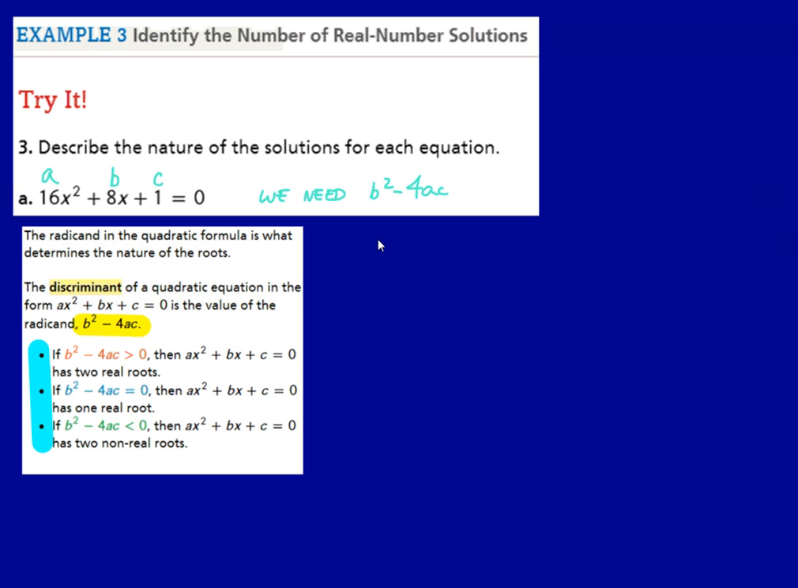Okay, so we're going to get 8 squared minus 4 times 16 times 1. That's 64 minus, what's that? 4 times 16 is also 64, I believe. It is, times 1. So 64 minus 64 equals 0. So here, b squared minus 4ac is equal to 0. So we have this step. So it's going to have 1 real root.